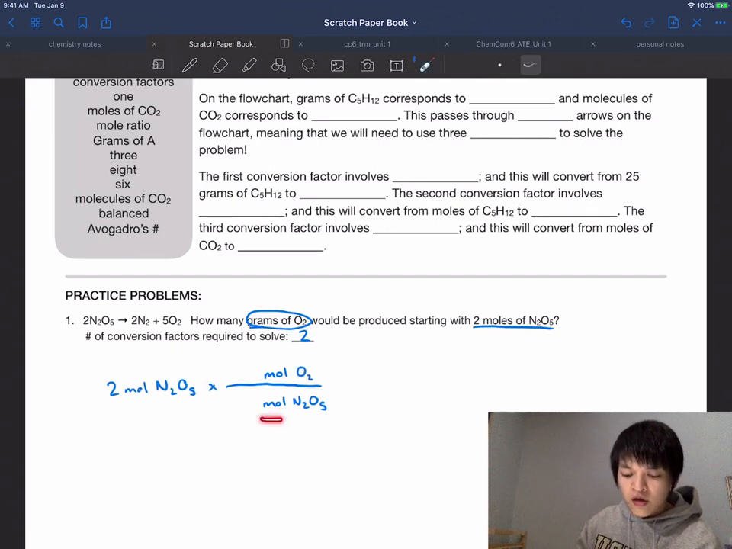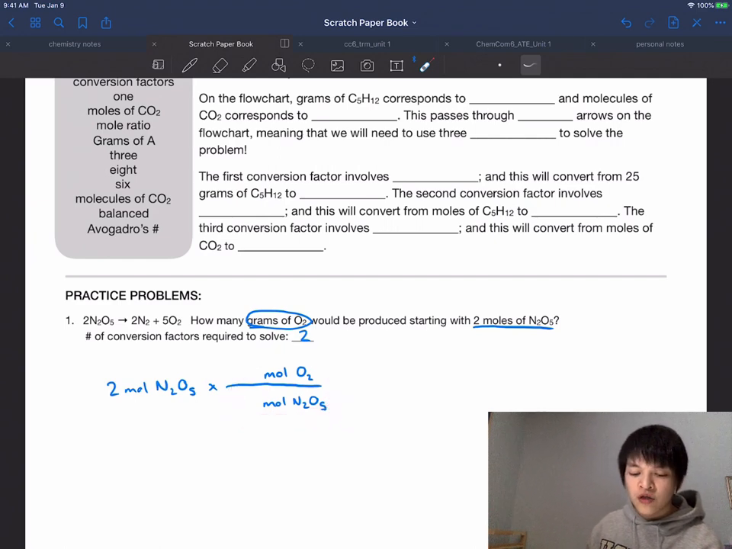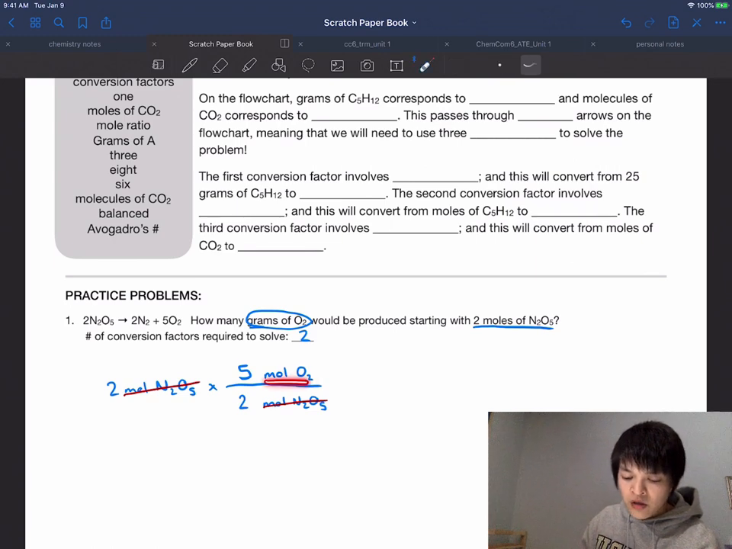Notice that this is a mole ratio, which we already said from the flowchart. For a mole ratio, you're supposed to look at the balanced chemical equation. There are 5 moles of O2, and there are 2 moles of N2O5. According to the balanced chemical equation, 5 moles of O2, 2 moles of N2O5. Take a look at the units that cancel out. Moles of N2O5 and moles of N2O5 cancel out. But we're not done yet, because we are not at the final unit that we want.